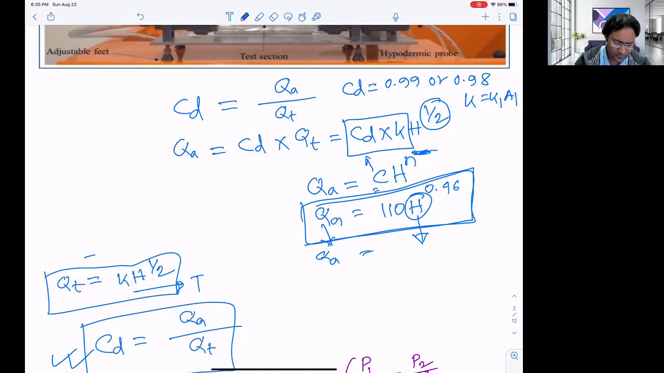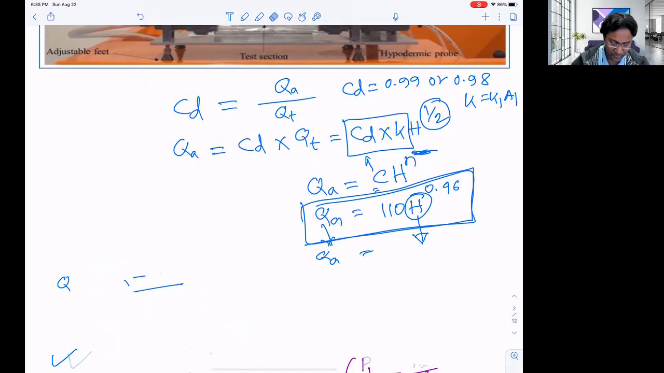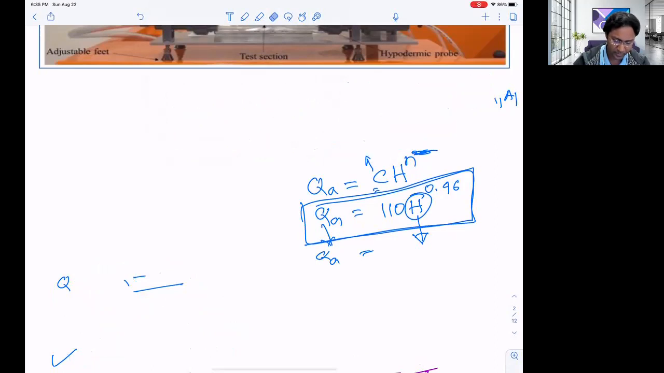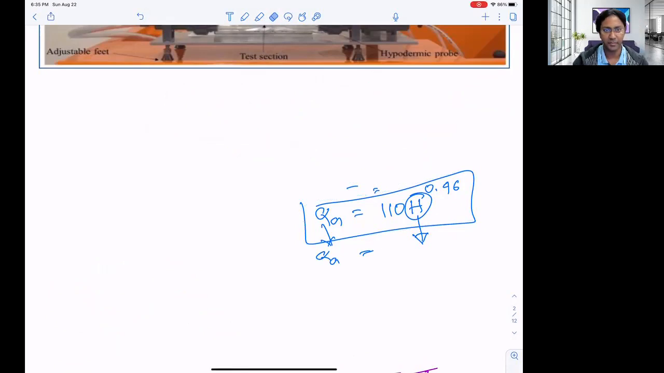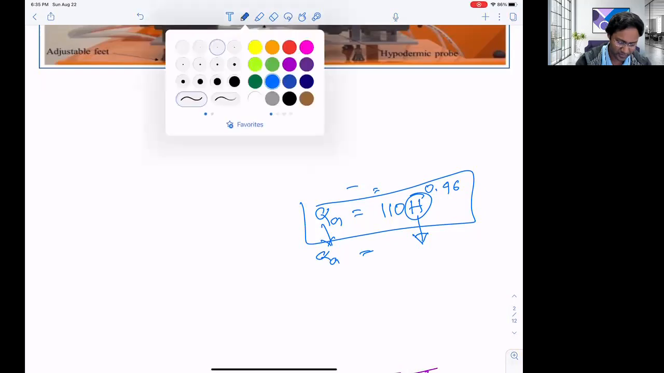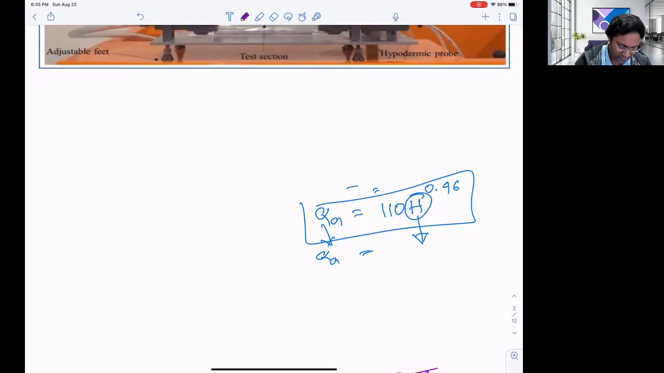So let me quickly show you how to calculate these values of n and c. That is another objective, to calibrate this model. Since this equation is not a linear equation, it's kind of a parabolic form, right? It's a curve. So we have to make some changes there, okay? The equation is QA is equal to C h to the power n. So we have to make it linear in order to plot and in order to get the values of n and c. How can we do that?